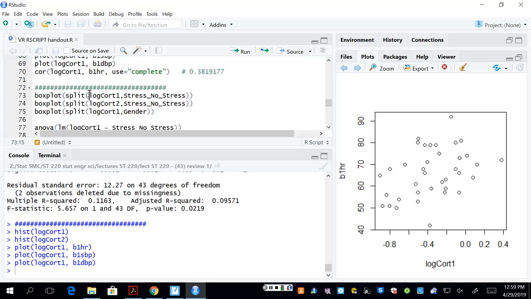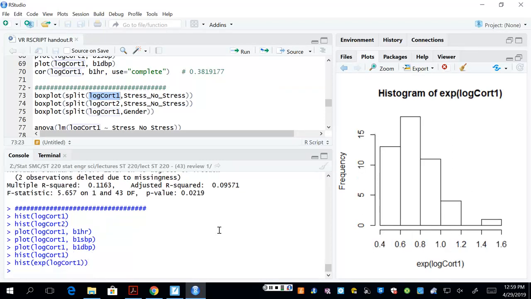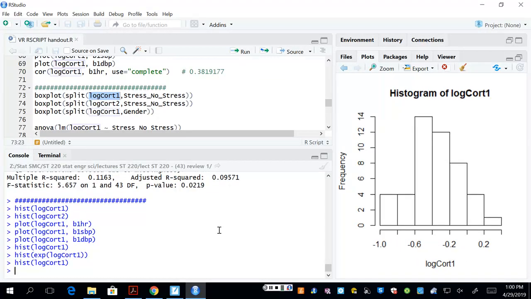The log cortisol, right? Why would they measure the log? A histogram of log cortisol at time period 1 looks like that. If they didn't take the logs, the inverse would be taking e to that power. It would be skewed. So they've taken the logs of it to get it more normal, less skewed. Does the log cortisol at time period 1 differ for stress versus no stress? How does that look?